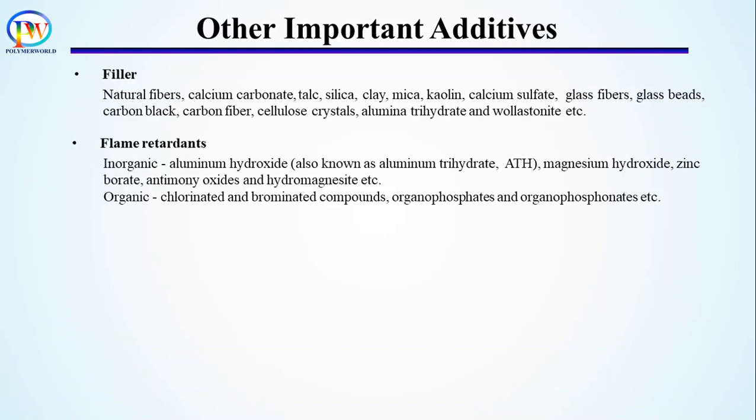Flame retardants reduce the flammability of plastics. They can be divided into inorganic and organic compounds. The most common inorganic flame retardant is aluminum hydroxide, also known as aluminum trihydrate or ATH. Other inorganic and organic flame retardants are listed in the slide. The effectiveness of organic flame retardants like chlorinated and brominated compounds increases with the halogen content. Sometimes a combination of two flame retardants is used to increase their efficiency.